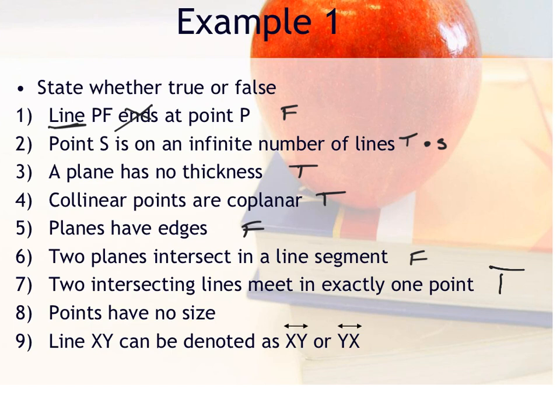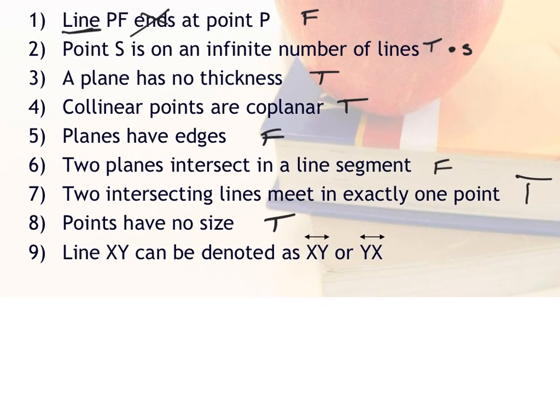Okay, points have no size. True, so even though you'd be like, yeah, but you drew it with some size, it's because how else could I show you a teeny tiny dot that is infinitely small? So it is true that it has no size. Line XY can be denoted as this or this. Right, that's true. It can be written either way.